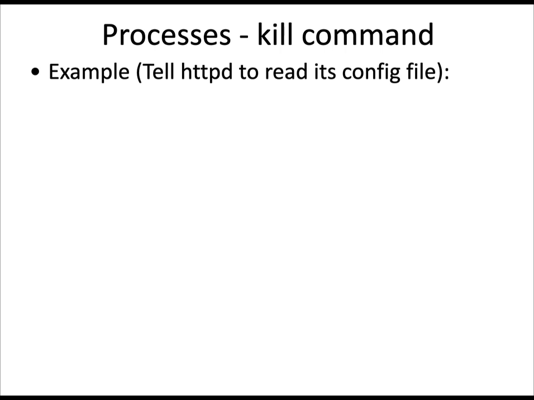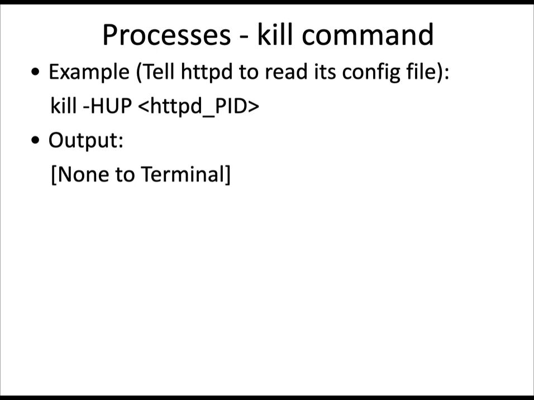So using an example of telling HTTPD to read its config file. You have an HTTPD process running. You may actually have multiple ones, so you need to find the original one that is running, the one that is spawning more HTTP daemons to process web connections. But to the main HTTP process, whatever its process ID is, you send a HUP signal to it. And there will be no output to the terminal. You just have to trust that it reread the config file.